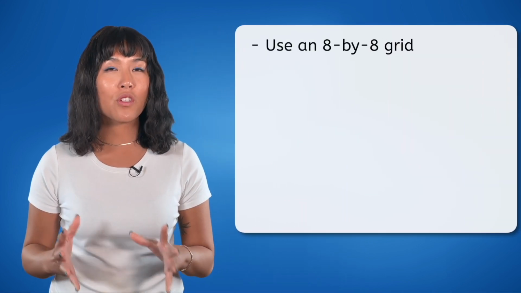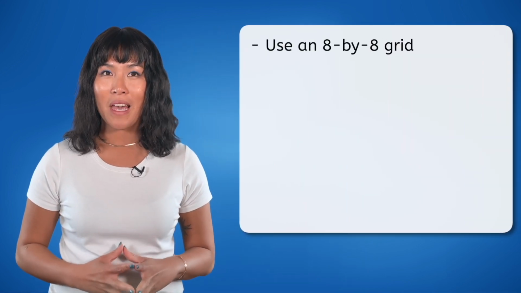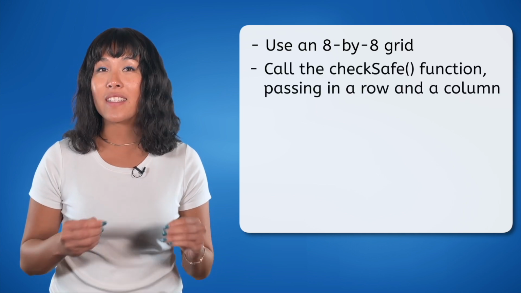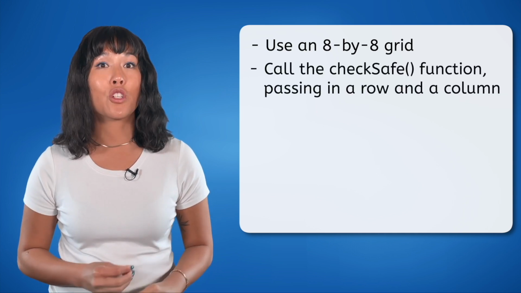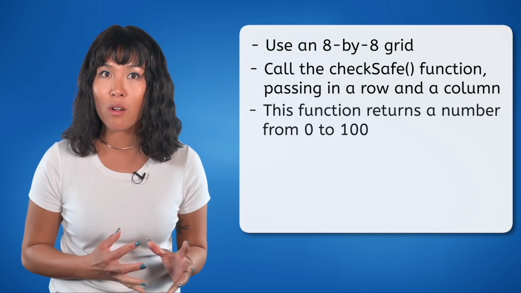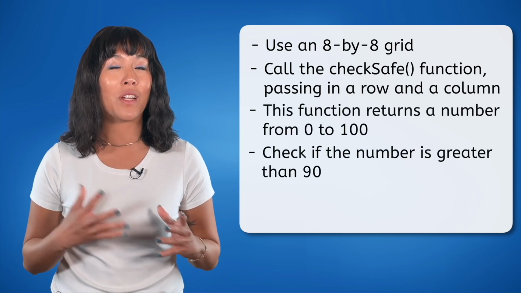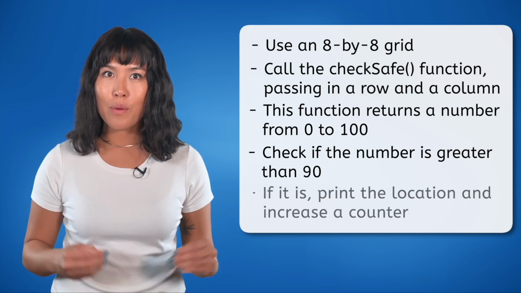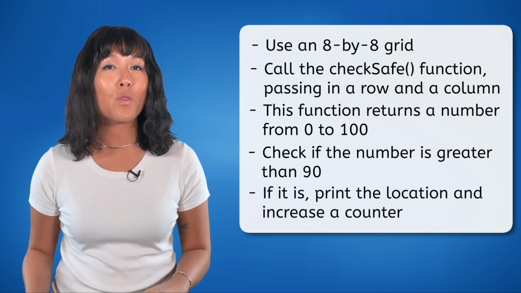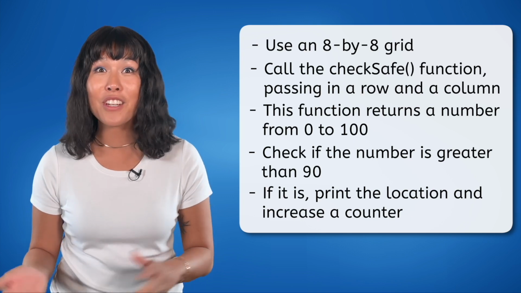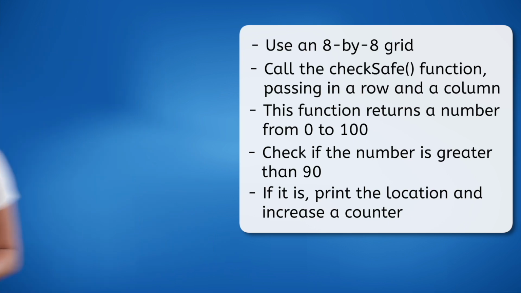There are many other ways we can utilize a grid and nested ifs. This time we will be using a grid to search for a safe place to land. We will search an 8x8 grid this time. For each section, we'll make a call to the checkSafe function that accepts a row and column and returns a safety value from 0 to 100. We will be checking if the result of the function is greater than 90. If so, we print out that location and also keep account of the number of locations. Pause the video here and give it a try now in your guided notes.